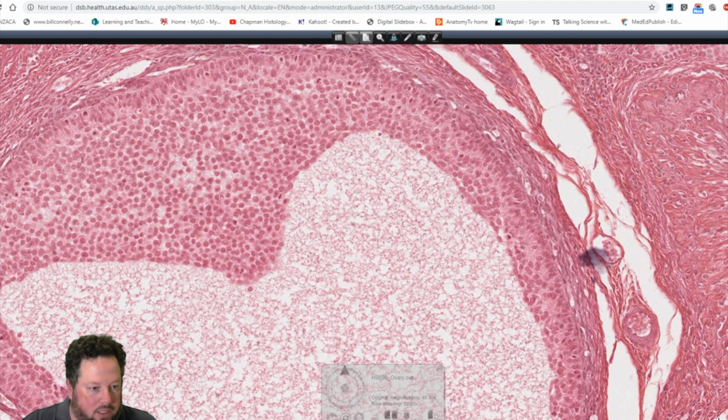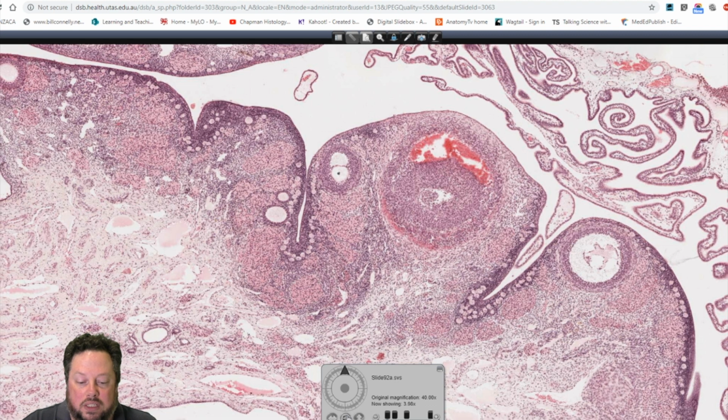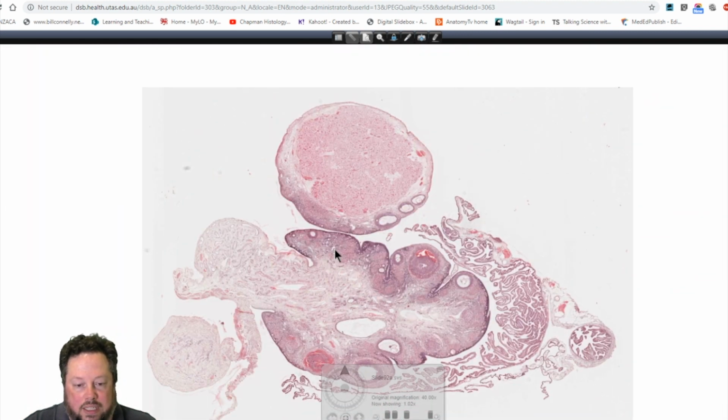Now, I want to show you this slide. As I mentioned, it's a little bit difficult to interpret. So here's the main part of the ovary here, and then we've got this weird floating bubble sitting on top here, which is almost as large as the ovary. It looks like it's not connected, but this is actually ovarian tissue as well, and this very large structure here is actually a very large corpus luteum.